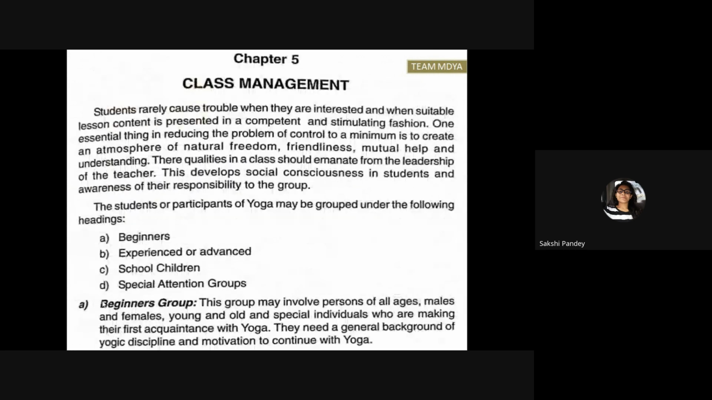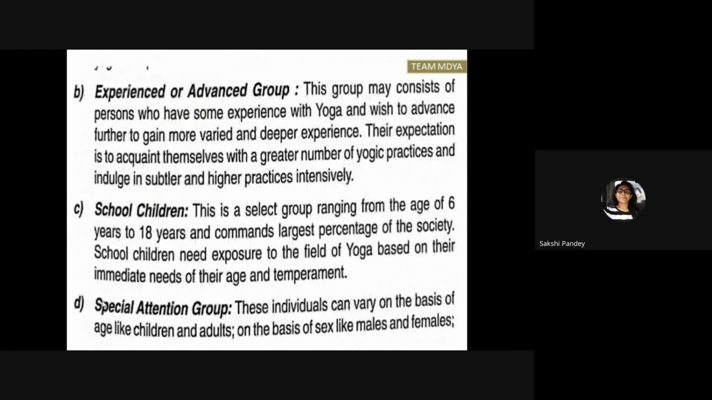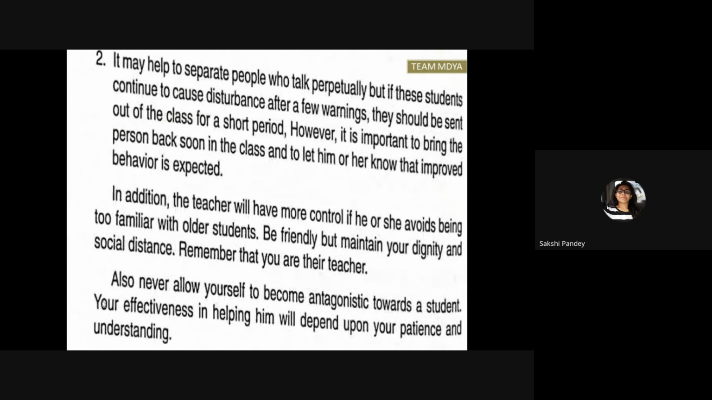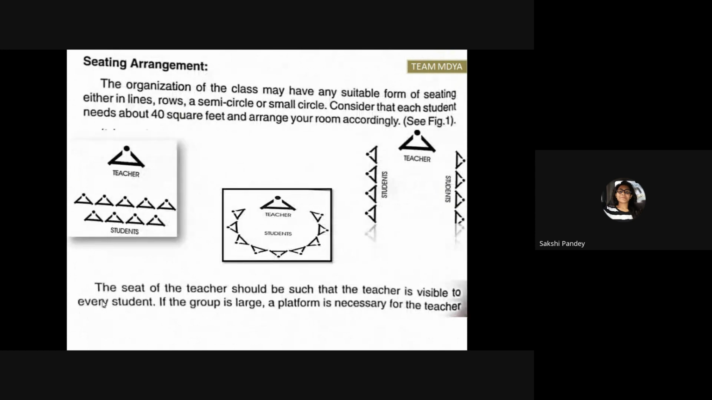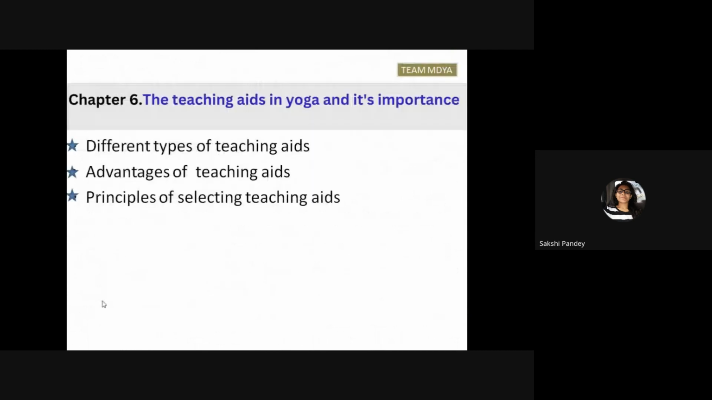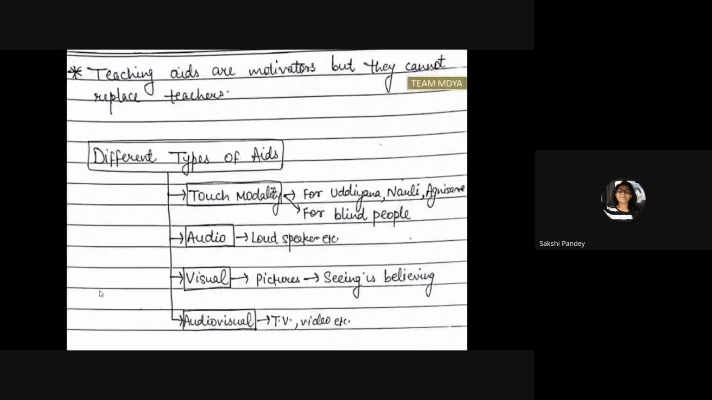where we have learned the four groups of yoga participants: beginner, advanced, school children, and special attention group. Then techniques to deal with the difficult student. Then the seating arrangement in class. Then how the instruction should be, and then discussion. And in chapter 6 we have learned different types of teaching aids, advantages of teaching aids, and principle of selective teaching aids.